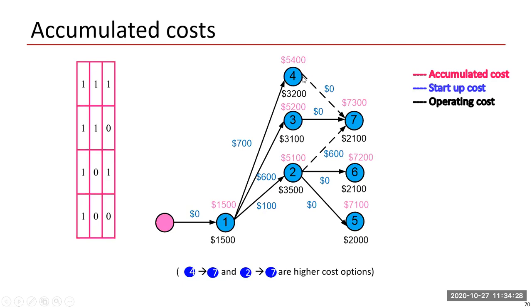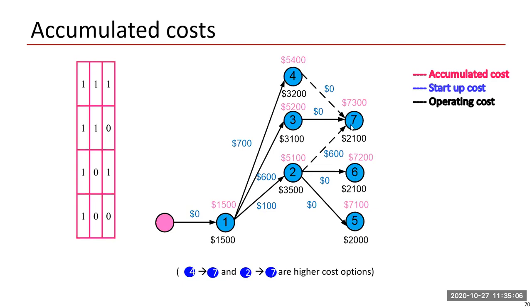One interesting point here is that you see some dashed lines. What do they mean? You see at node number 7, we can reach in 3 different ways. Starting from here, we can reach through this path, through this path, or through this path. However, for 6 and 5, there are no options.